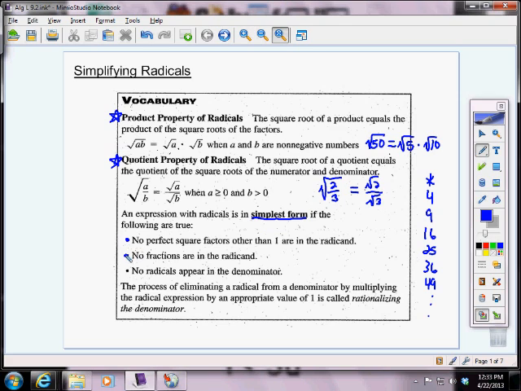There are no fractions in the radicand, so you can't have a fraction underneath the radical sign. And no radicals appear in the denominator, so we could not have a radical in the denominator for it to be in simplest form. The process of eliminating a radical from the denominator by multiplying the radical expression by an appropriate value of 1, I'll tell you what that means later, is called rationalizing the denominator. We'll work on how we rationalize the denominator, but let's focus on these first two for simplifying.